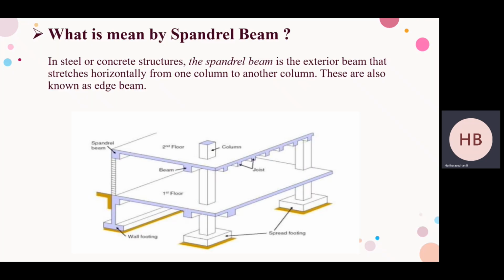What is a spandrel beam? In steel or concrete structures, the spandrel beam is the exterior beam or edge beam that stretches horizontally from one column to another column. They are also known as edge beam or primary beam. This will be constructed first. In this picture, they clearly represent the connection of spandrel beam, the connection of slab, and the connection of column.